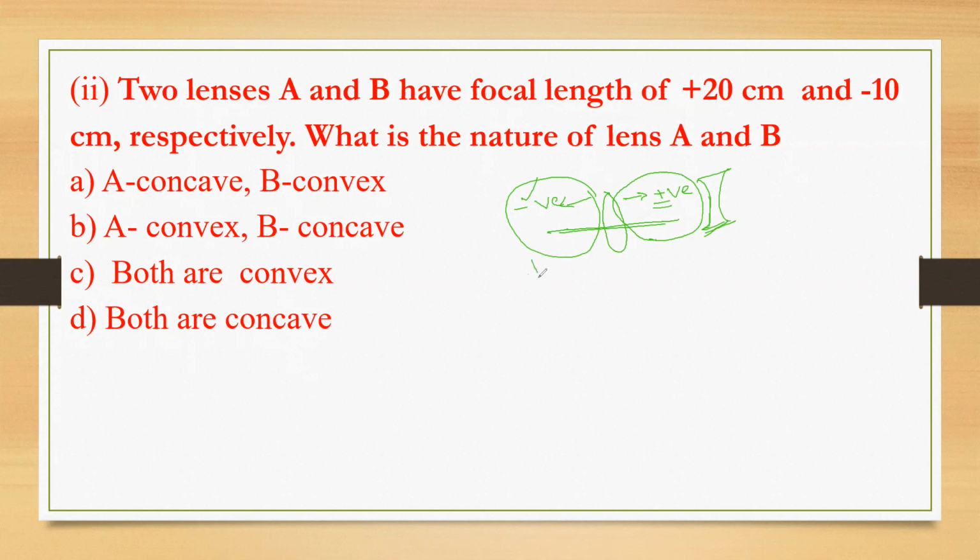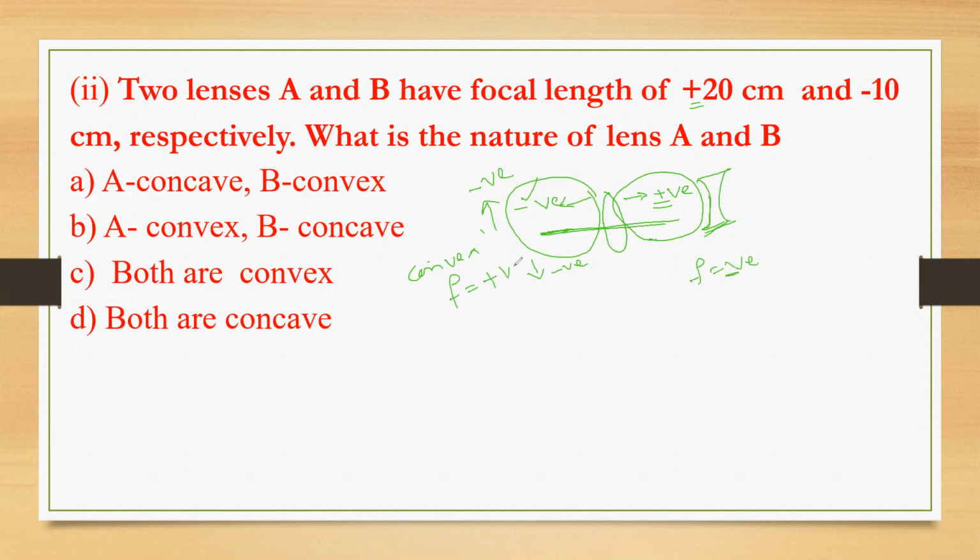Same like that, down will be negative, and upside, above the principal axis, will be positive. This is the concept you might already have come across with these criteria, and try to understand it here also. Positive sign, always: convex lens focal length will be positive, and concave will be negative.